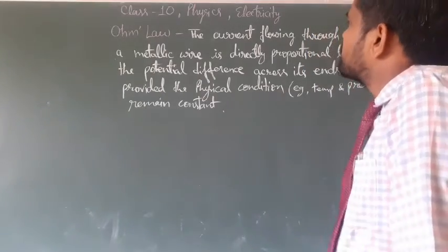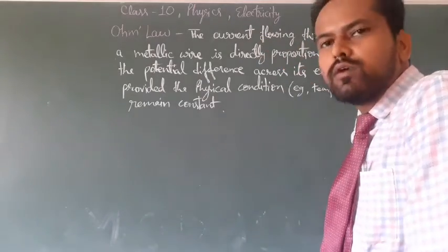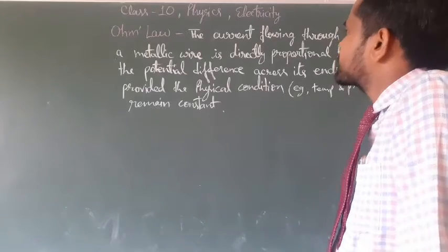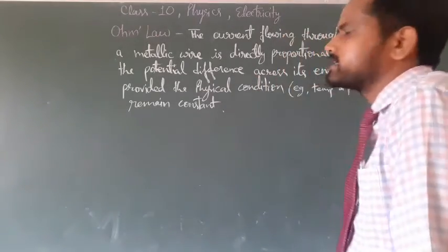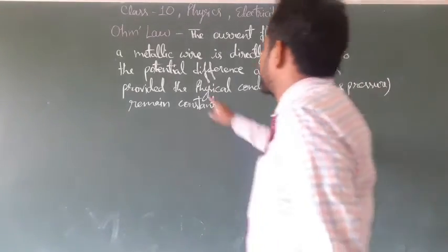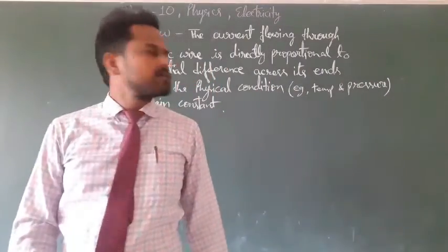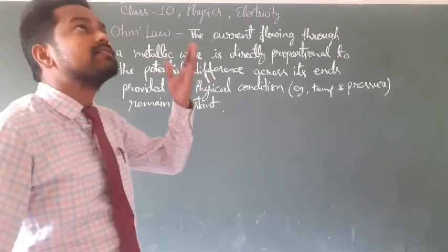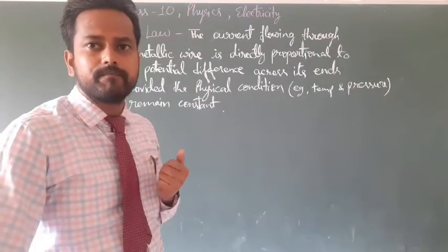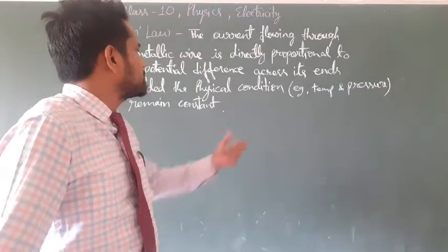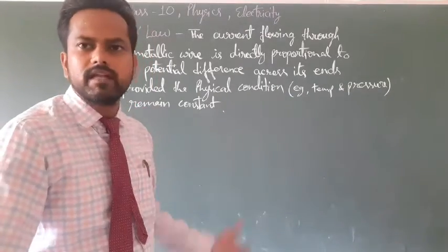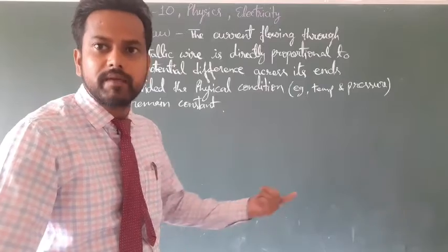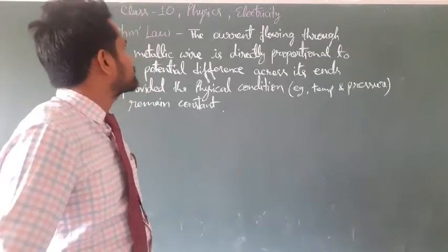According to Ohm's law, the current flowing through a metallic wire is directly proportional to the potential difference across its ends, provided the physical condition. What is physical condition? That is temperature and pressure. So temperature and pressure should remain constant. Got it?